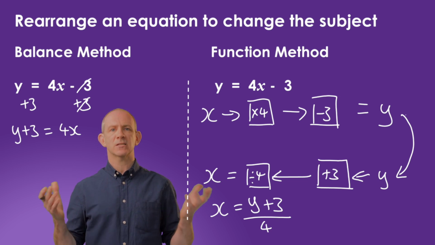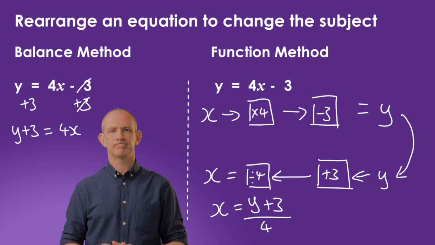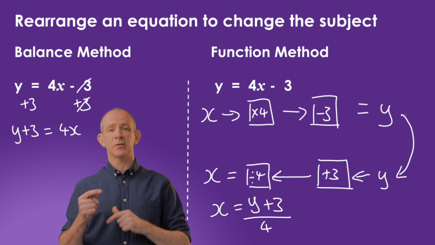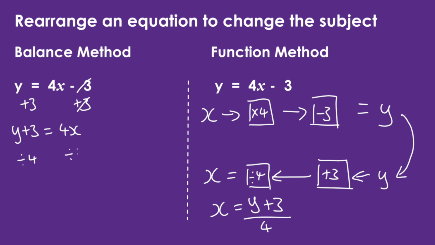Think of it as a set of scales with the equal sign in the middle. Next, because we're timesing by 4, we're going to divide by 4 on both sides, and we end up with y plus 3 divided by 4 equals x. We can then reverse these to get x equals y plus 3 divided by 4. Once practiced, the balance method uses less time but relies on a really good understanding of BIDMAS and how to undo each operation.